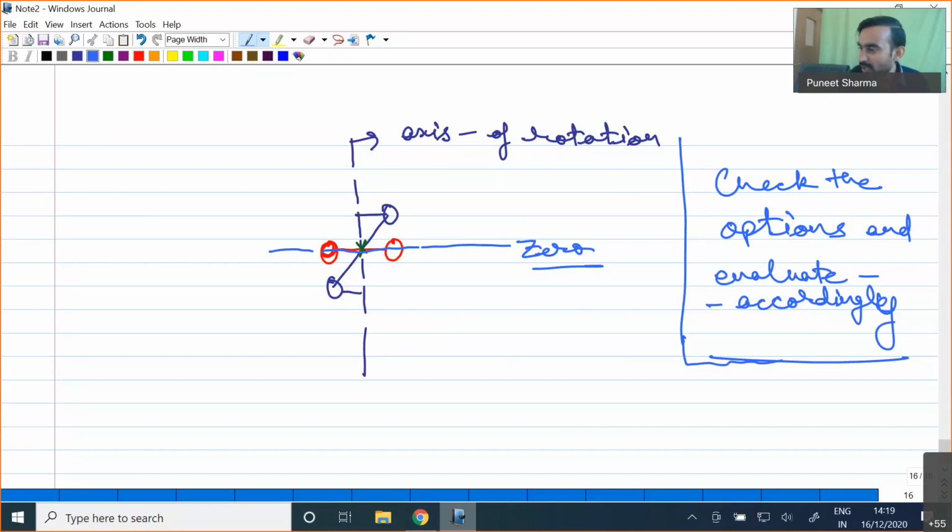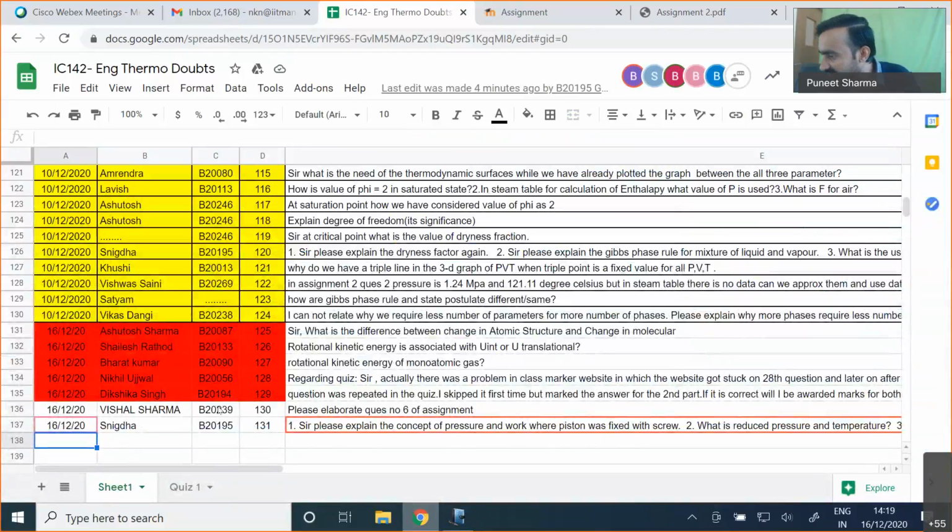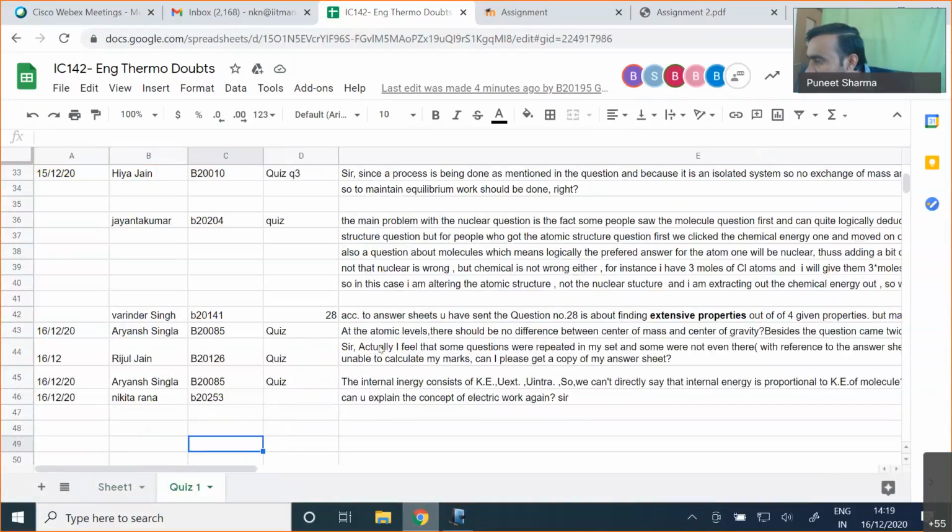Okay, so I think one more question, particularly, I could locate. That question was specifically related to an isolated system. So let me take up that question. Someone has written about an isolated one, a thermal flask. Yes, thermal flask. So what was the question?